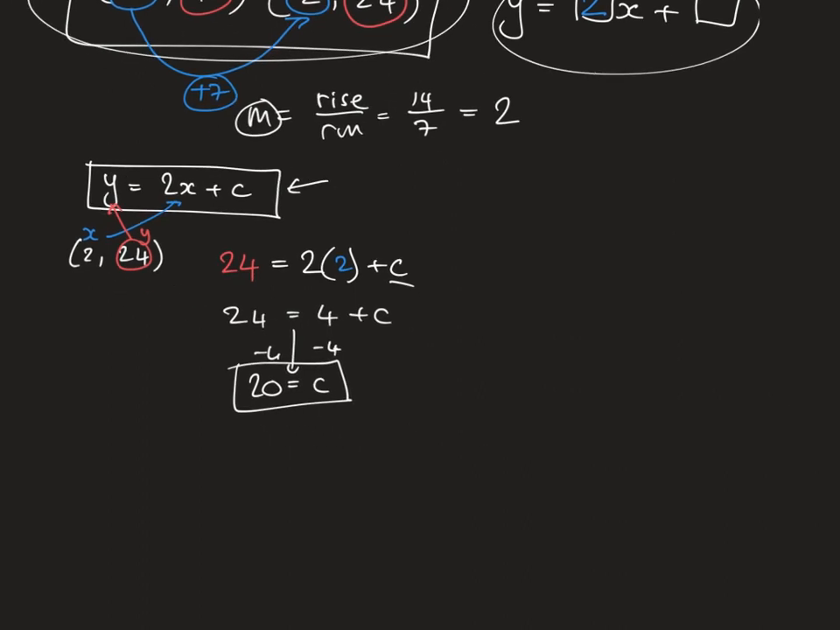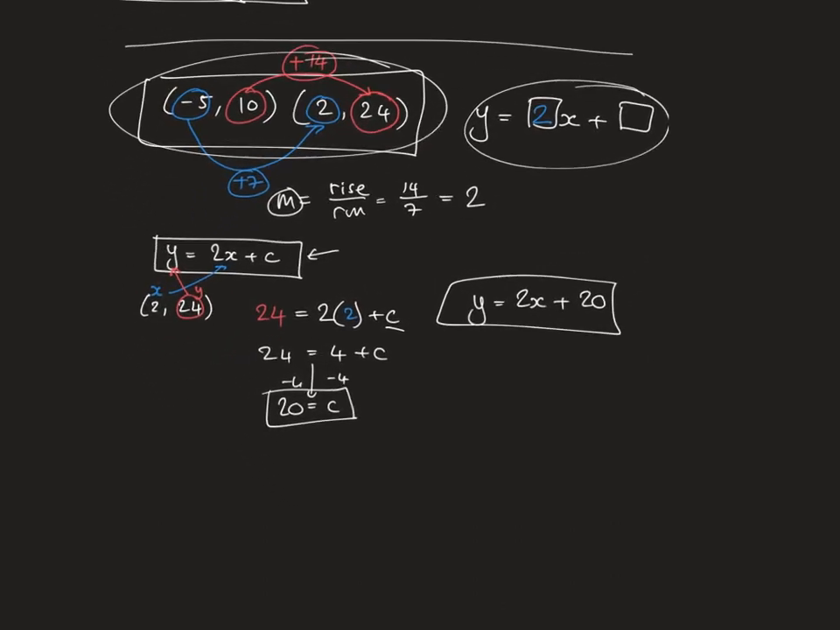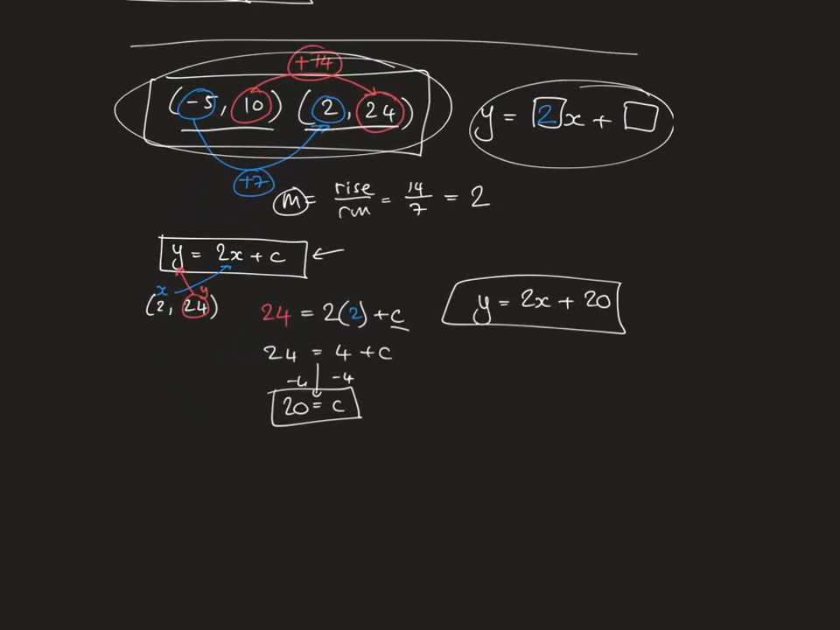So we have our y equals 2x plus 20. Okay, and that is the answer. So that's how you can find the equation of a line from 2 coordinates.